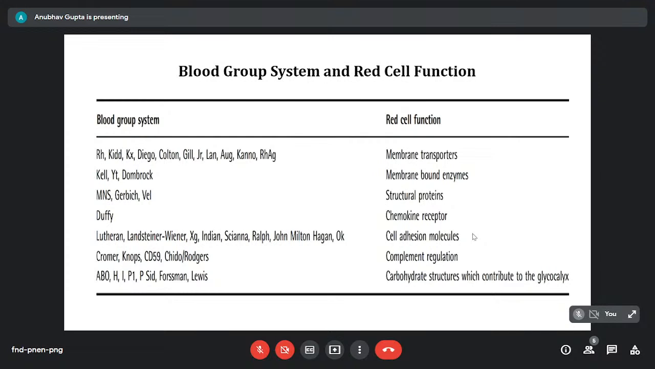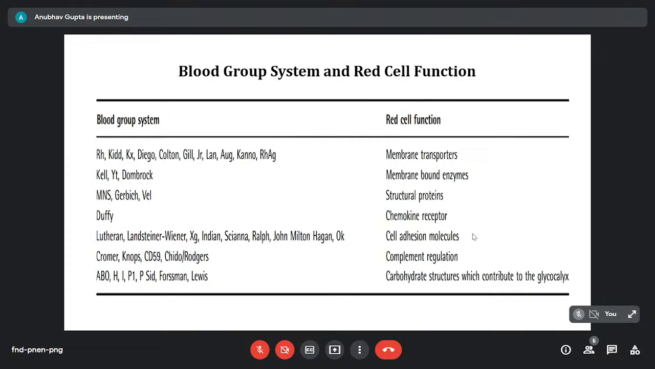Duffy acts as a cytokine receptor. Lutheran, XG, Indiana, Siena act as cell adhesion molecules. Cromer and Knops act as complement regulators. You have heard about PNH, CD59, CD55, which are the markers. So these blood group systems are directly linked with PNH and with complement regulation. Then we are talking about ABO and H, which contribute to the integrity of the cell membrane through the glycocalyx.